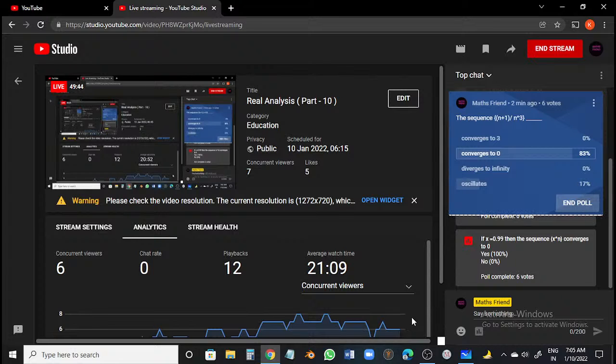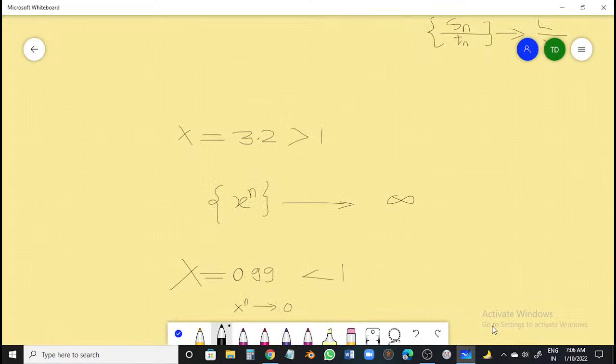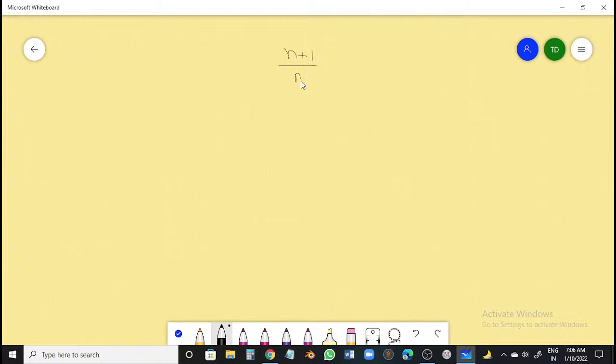Okay, 83% of them are correct. Let us see how. I end the poll and let us go ahead with this example. We are having the numerator as n plus 1 and denominator is n cube. So as you all know, while taking the limit as n tends to infinity, what we do? We take the largest power of n common and try to operate on it.